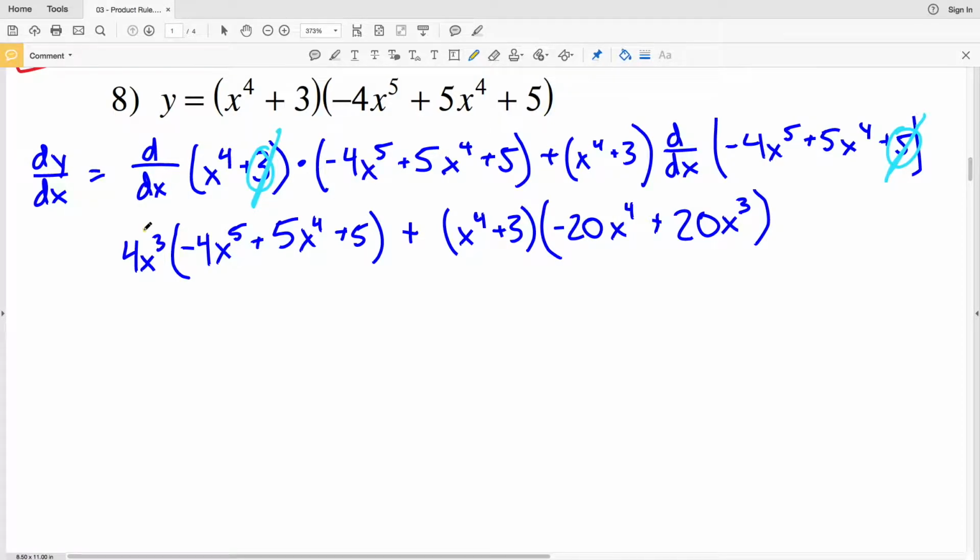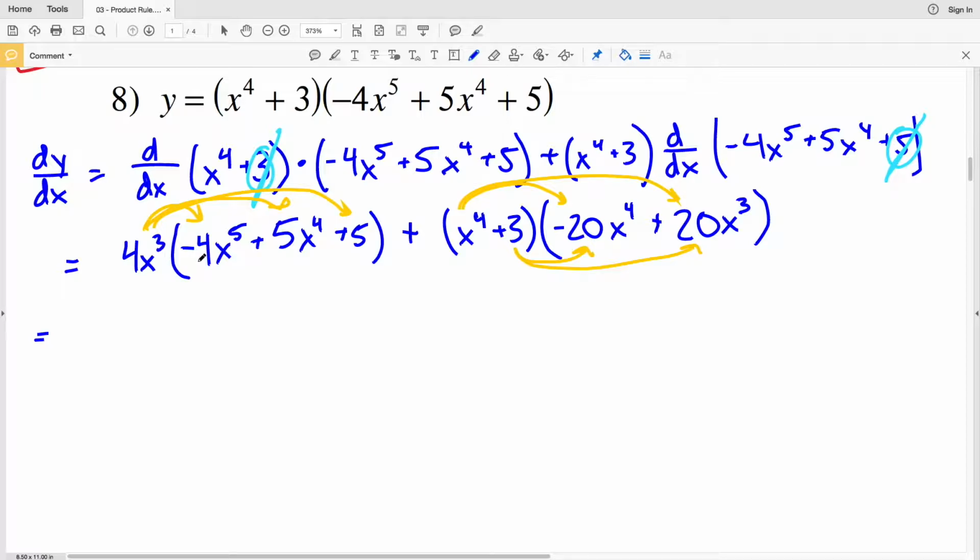So now I'm distributing 4x to the 3rd to each of my terms in my trinomial, and then x to the 4th will get multiplied to each term in my binomial, and so will 3. Remember, first, outside, inside, last. So let's solve by multiplying out.